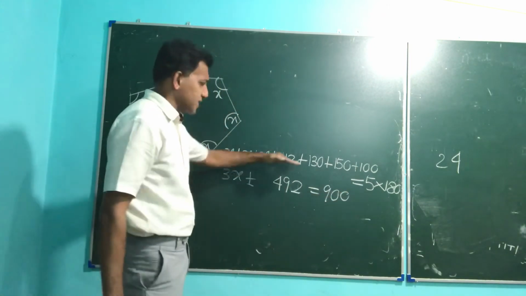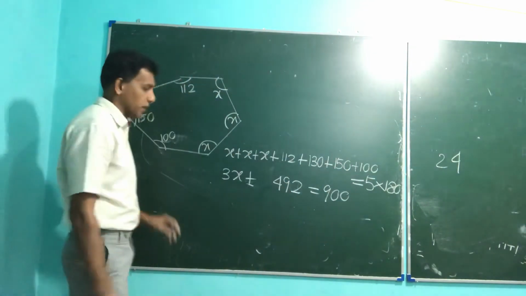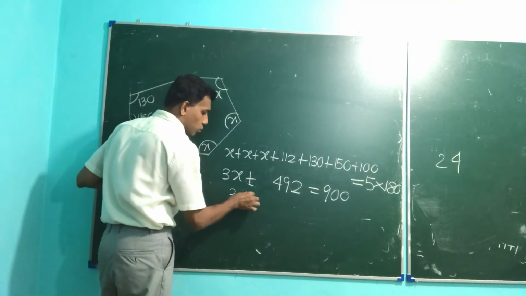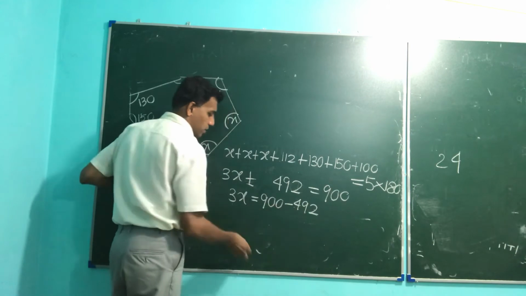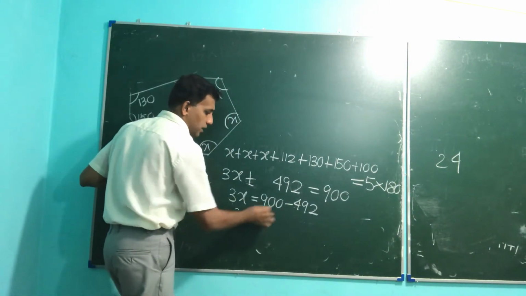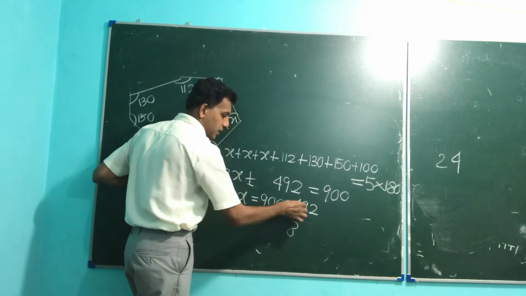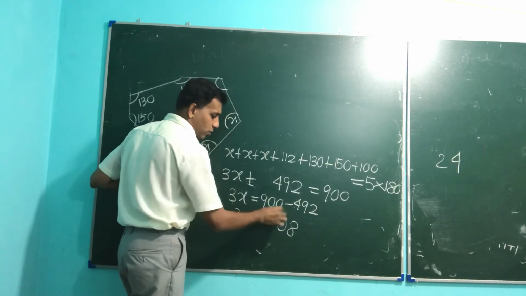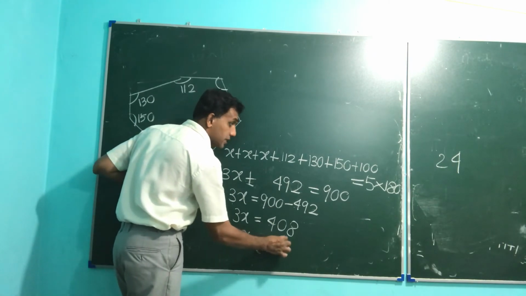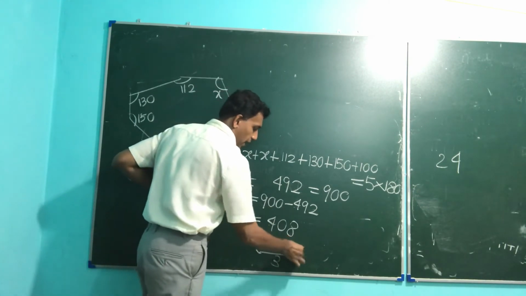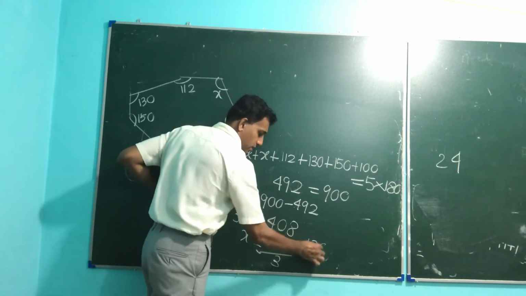So hereafter the first step is grade 9 maths, and then you have the grade 7, grade 8 idea of solving equations. So 3x equals 900 minus 492. Subtract: 408. Therefore 3x equals 408. Divide by 3, and x is 136.